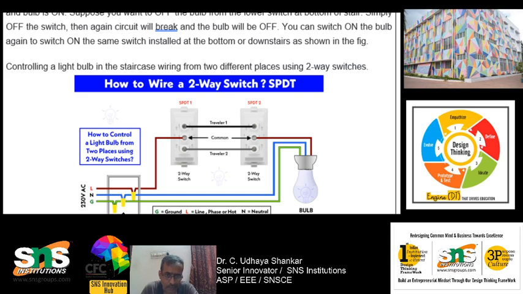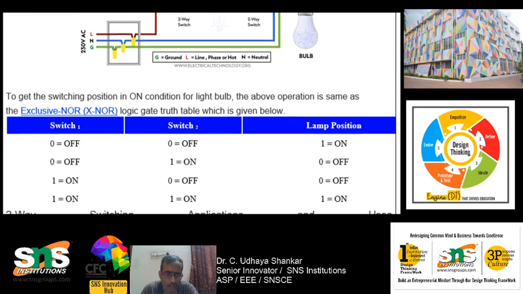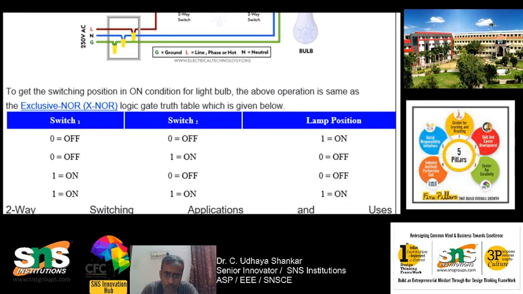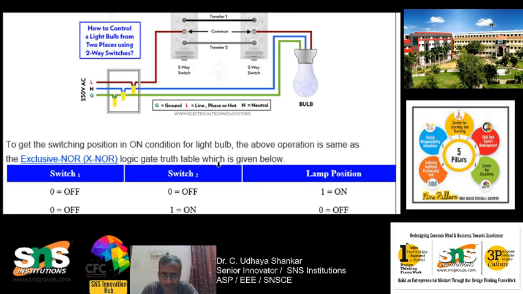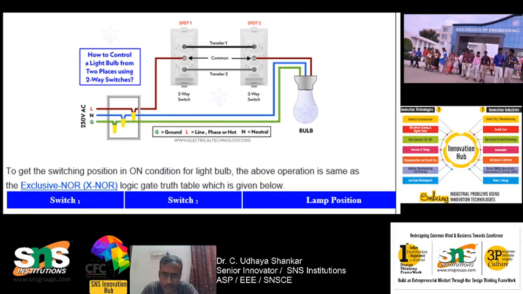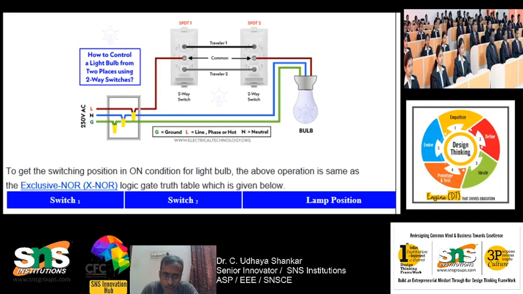Okay, so this is how the connection is made. This is the actual connection with the practical switch itself. In order to get the switch position on, what we have to do is, you can see that when both are in off condition also, the lamp will be on. When one is off and the other one is on, then you will see that the lamp will be in off position. If switch 1 is on and switch 2 is off, it will also be in off condition.